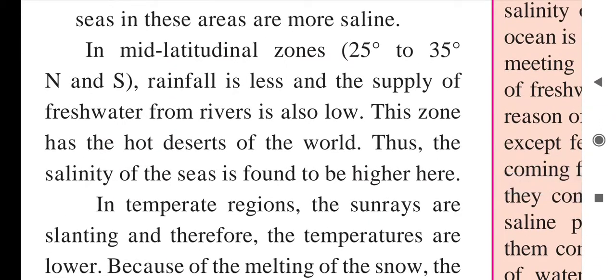In the mid latitudinal zone, 25 degrees to 35 degrees north and south, rainfall is less and the supply of fresh water from rivers is also low. This zone has the hot deserts of the world, thus the salinity of the seas is found to be higher here. So here it is said, mid latitudinal zone. Mid latitudinal zone means here.